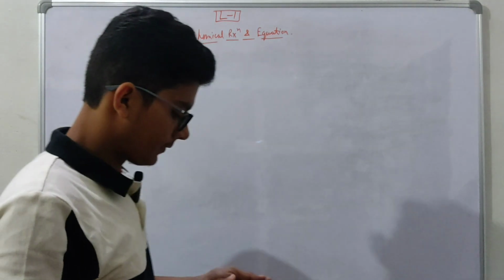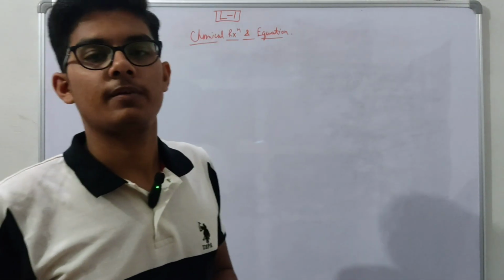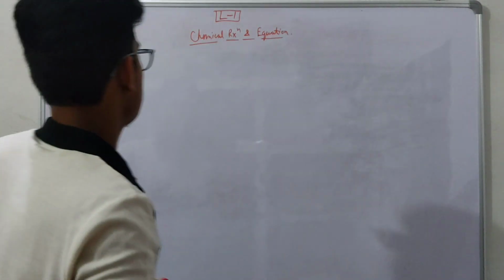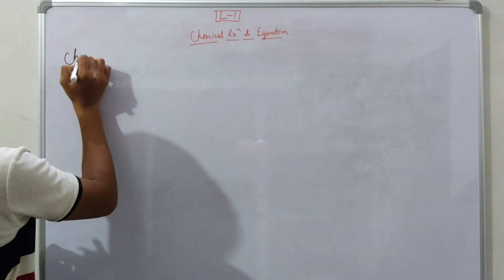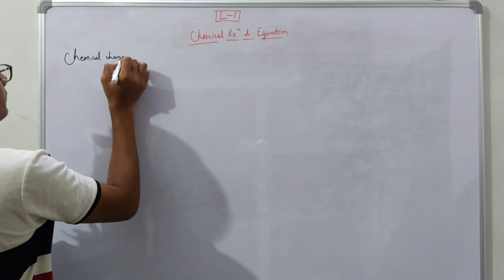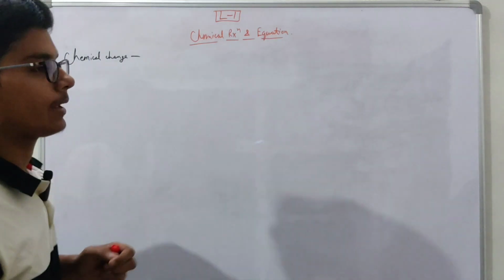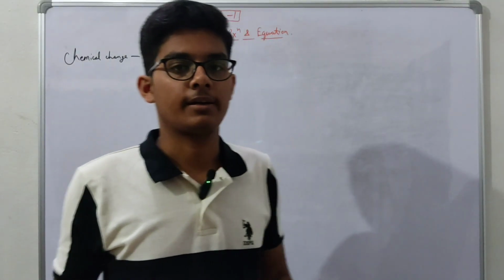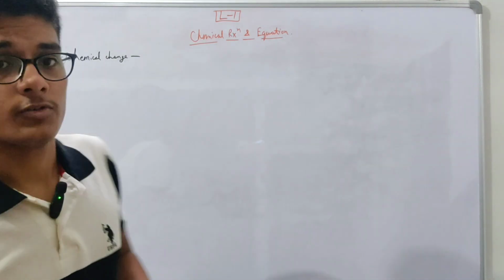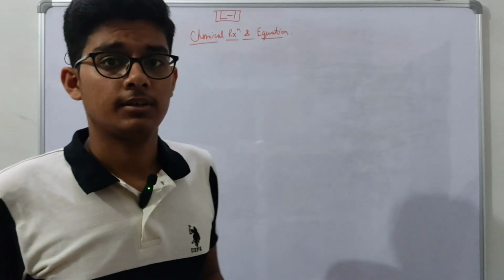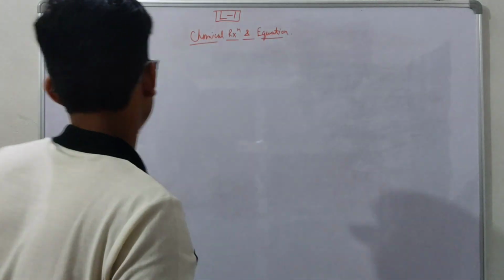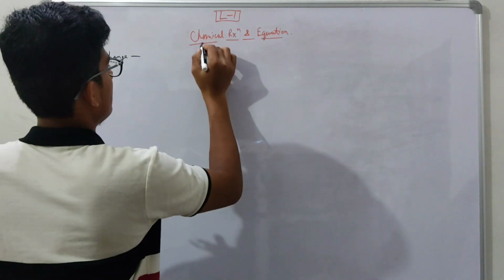In this chapter, first of all, in the previous class you have studied chemical change and physical change. A chemical change is one in which there is a change in the chemical composition of the reactants. So there is a change in chemical composition, evolution of gas, or change in temperature. These are some characteristics of a chemical reaction.